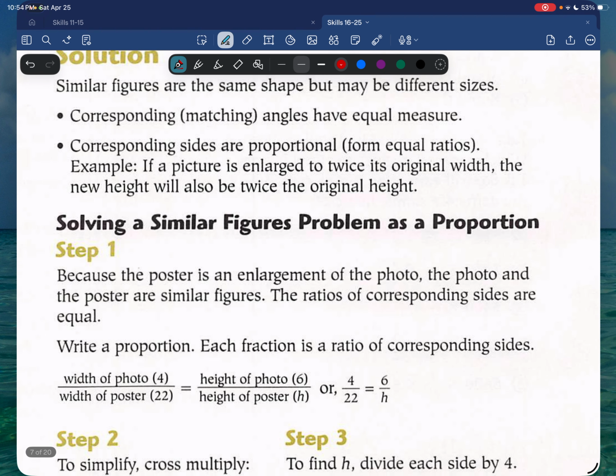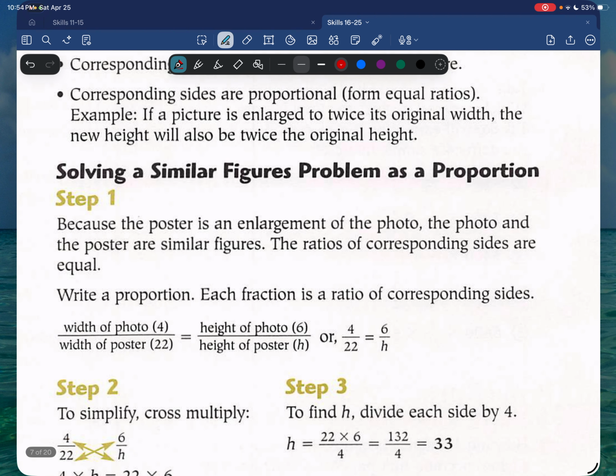To solve these problems, here's how they approached it. Because the poster is an enlargement of the photo, the photo and the poster are similar figures. The ratios of corresponding sides are equal. Write a proportion. Each fraction is a ratio of corresponding sides.